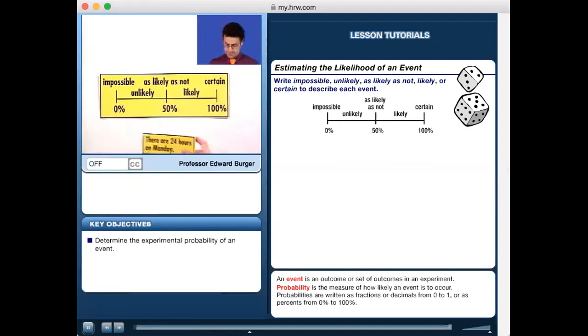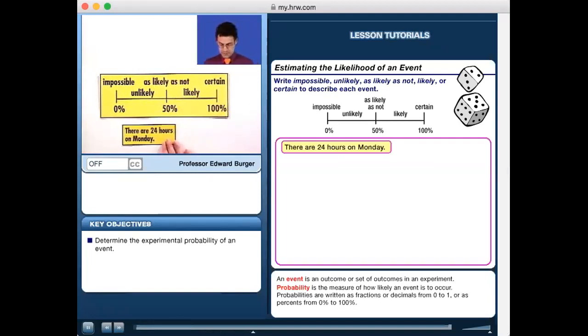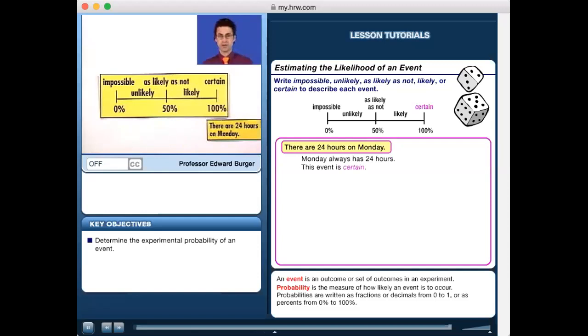Here's the first one. There are 24 hours on Monday. Do you think that's a likely thing or a not so likely thing? Well, it's a pretty likely thing because we know that each day has 24 hours. So in fact, I would say this is 100%. This is certain. Definitely on Monday, there will be 24 hours. So that's something that happens with certainty.